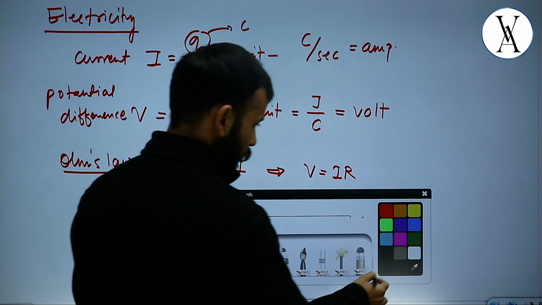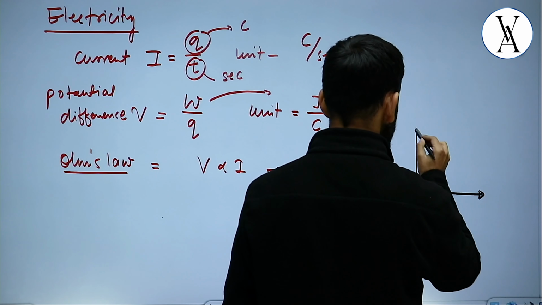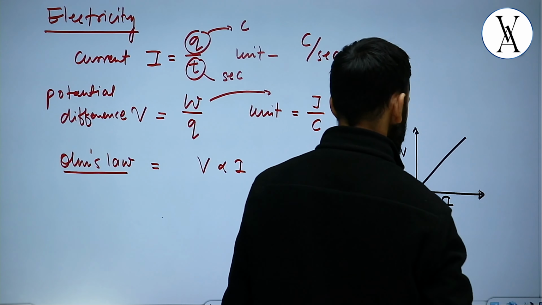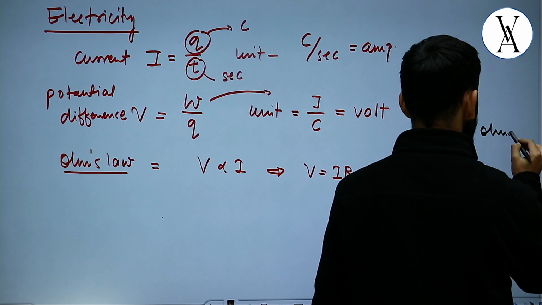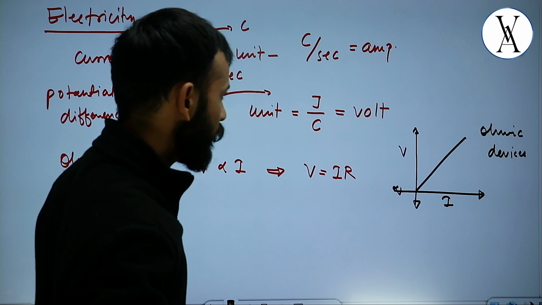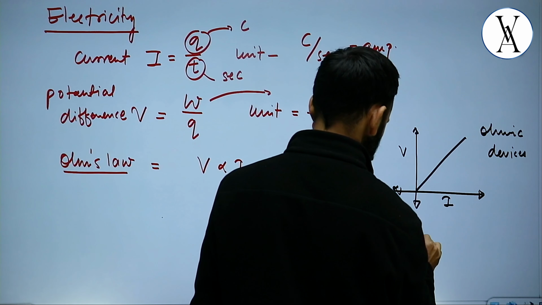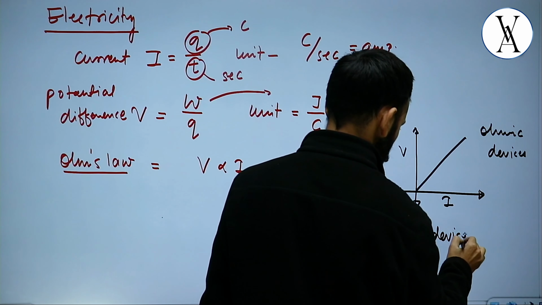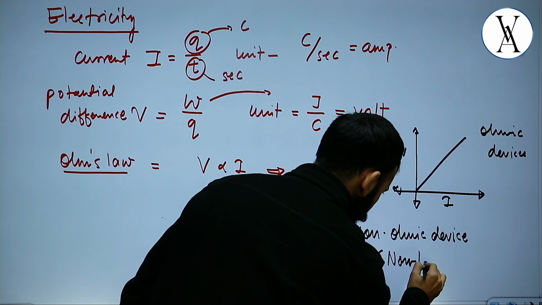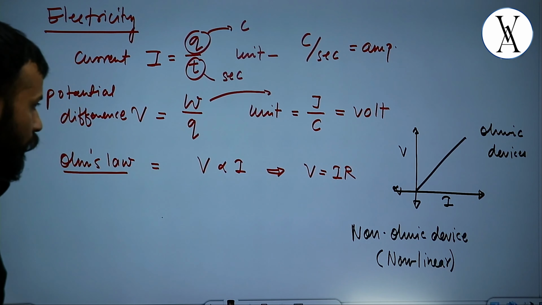If I draw a graph between V and I, this will be a straight line for ohmic devices. All the ohmic devices will follow this graph. For non-ohmic devices, this graph will be non-linear.